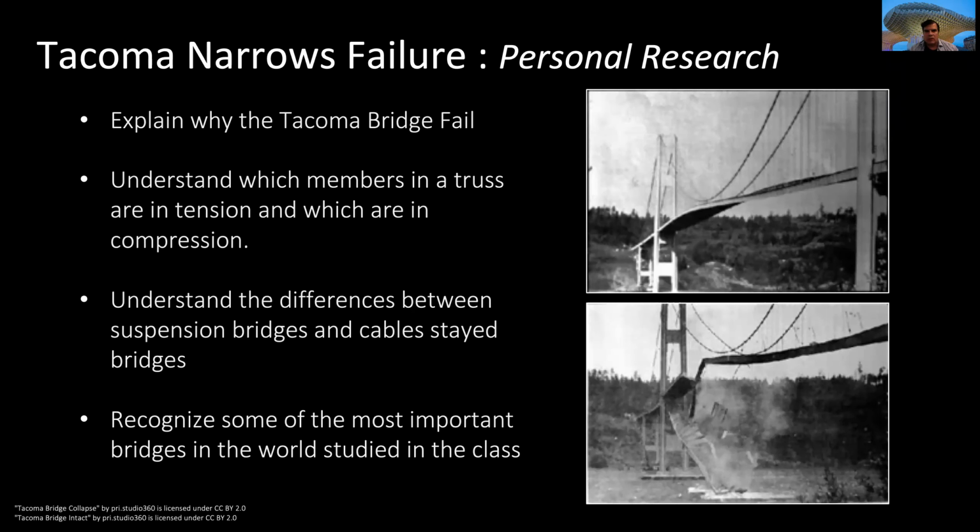Another one is the Tacoma Narrows failure. I would like you guys to research this particular bridge and understand how the members in a truss are in tension and which are in compression, and therefore understand that when we have a cable-stayed bridge, the wind can produce movements and really be very negative for this particular element. You will have in our module information about this bridge through a film that will show just the moment when the bridge collapses.